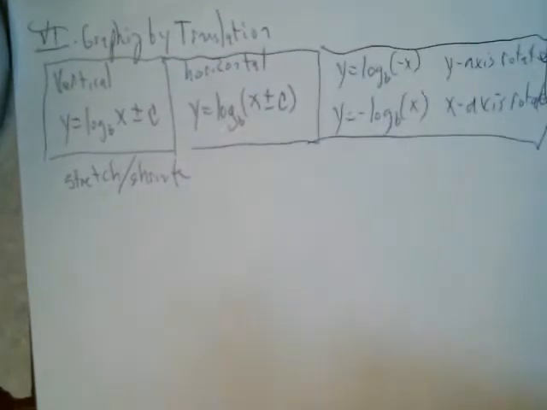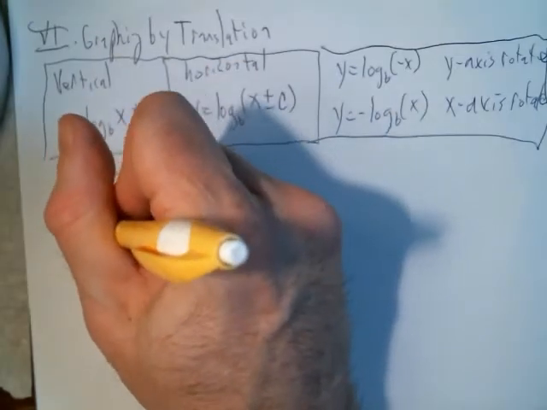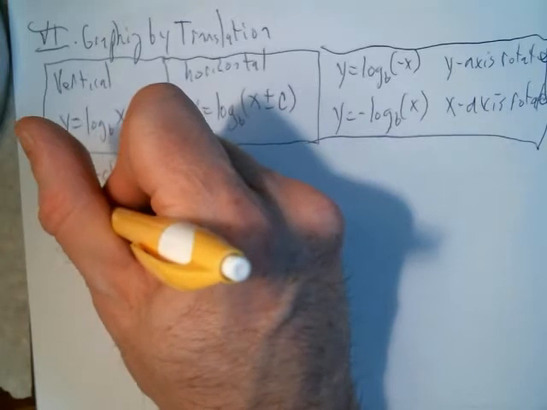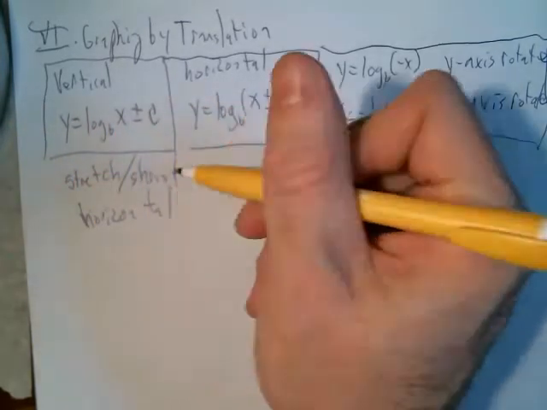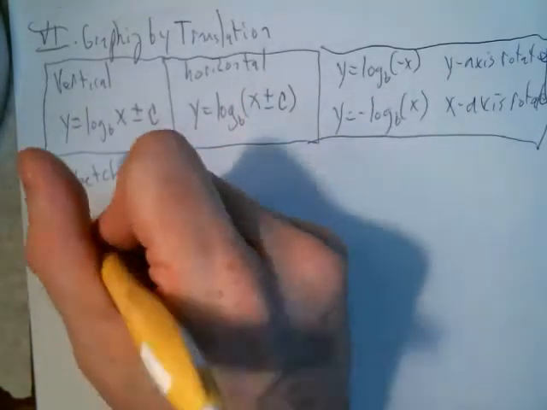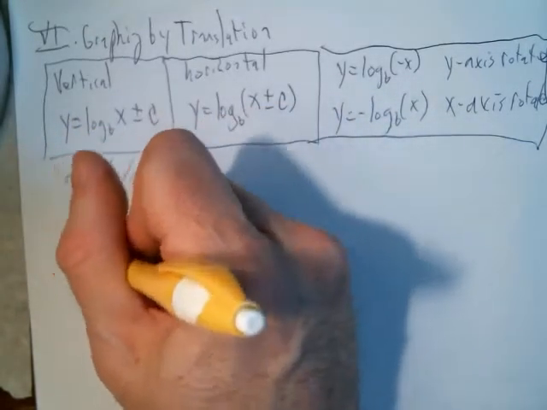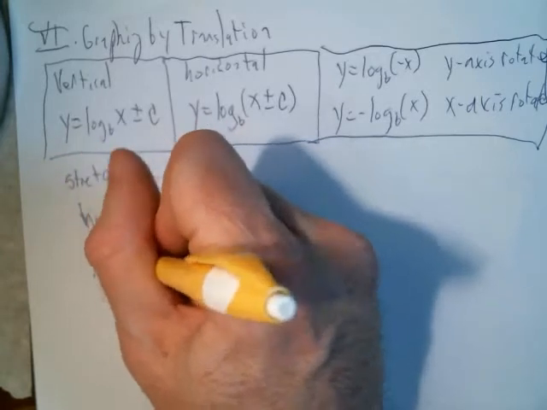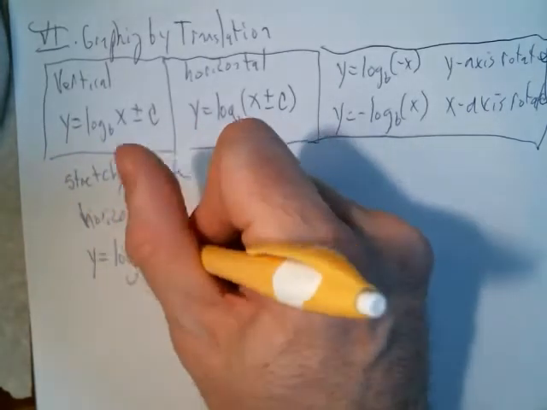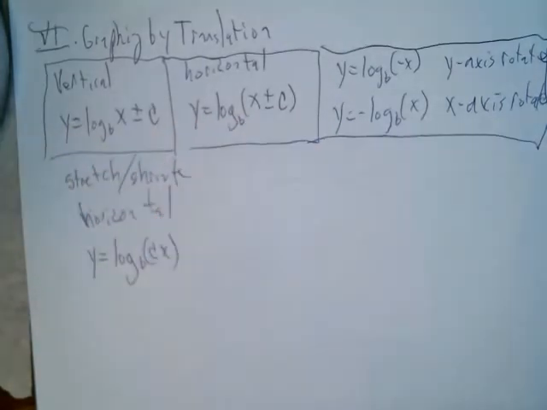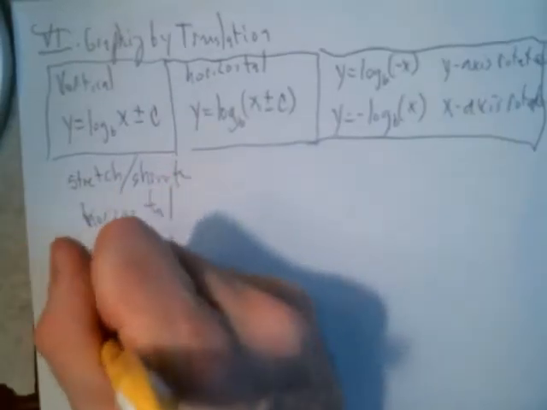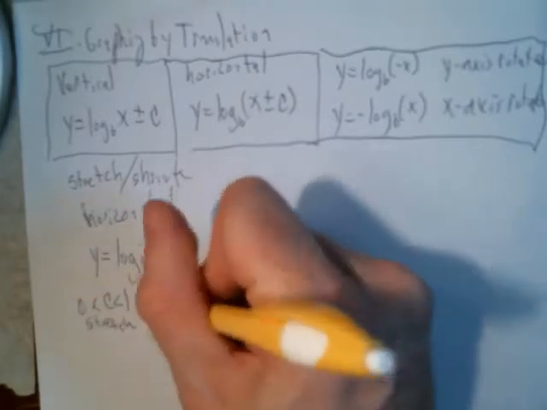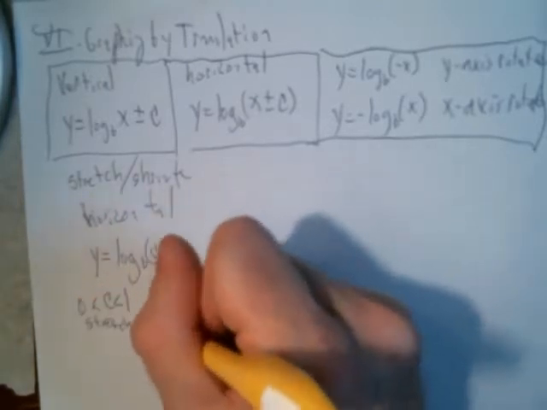So for the horizontal version of this, if this is a trig class, that would be your period. And so you're manipulating the guts, so to speak, of the logarithm. If c is in between 0 and 1, that'll give you a stretch. If c is greater than 1, that's going to cause a shrink.